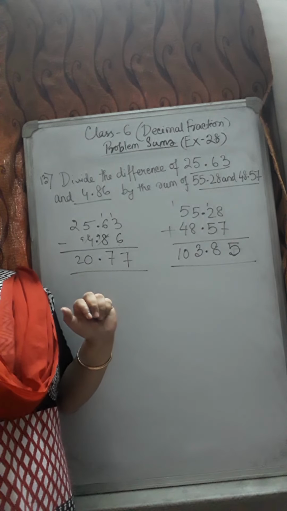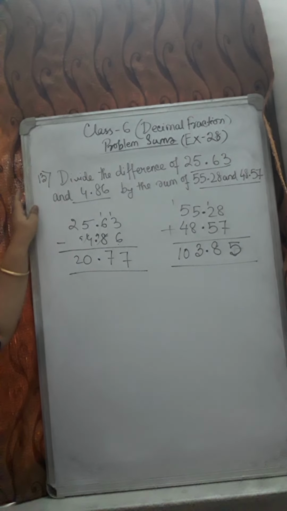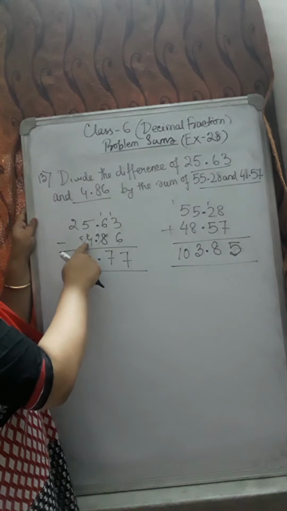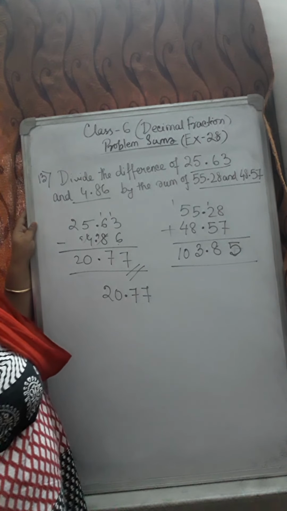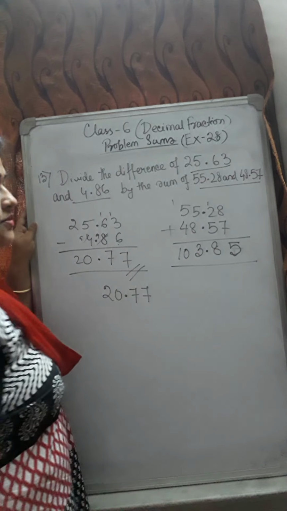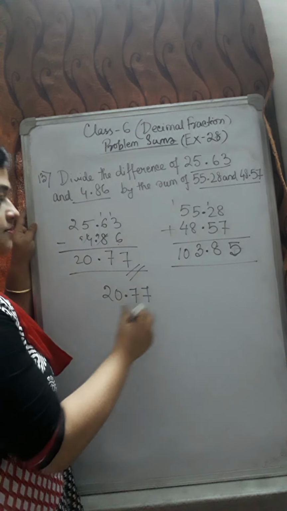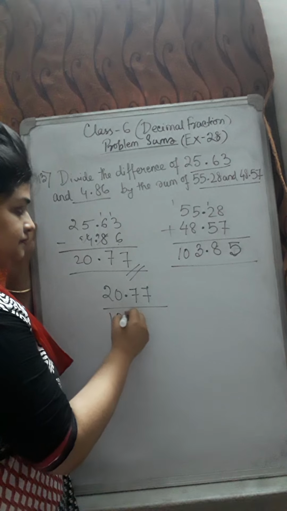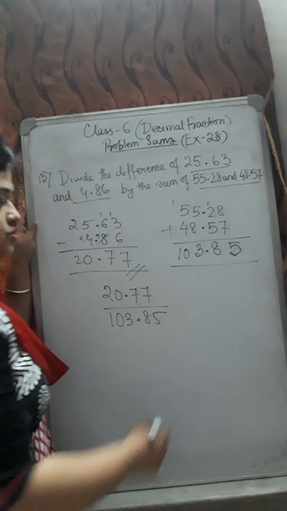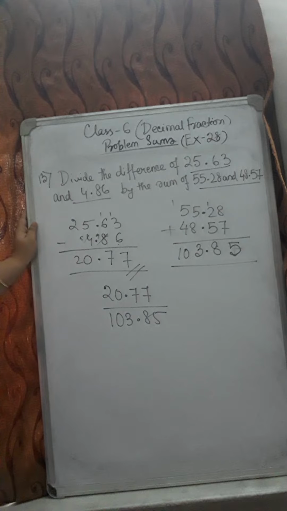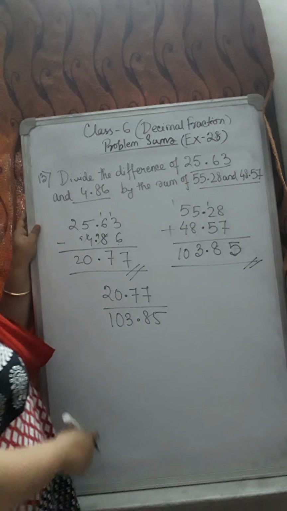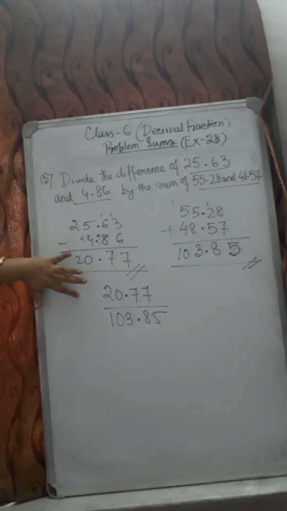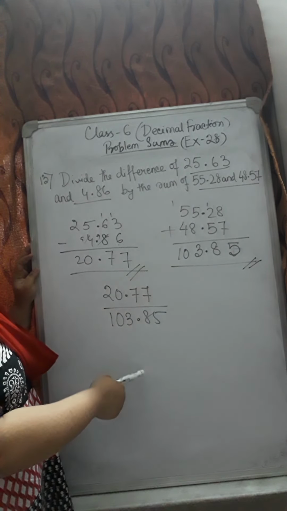After that, the next part is to divide the difference of these two numbers. That means, the difference is 20.77, so you have to divide this number by the sum of these two numbers. So this is something which you have to do. The question was not given straightforwardly. You have to find the difference and the sum total, and then divide the result of the difference by the result of the addition.